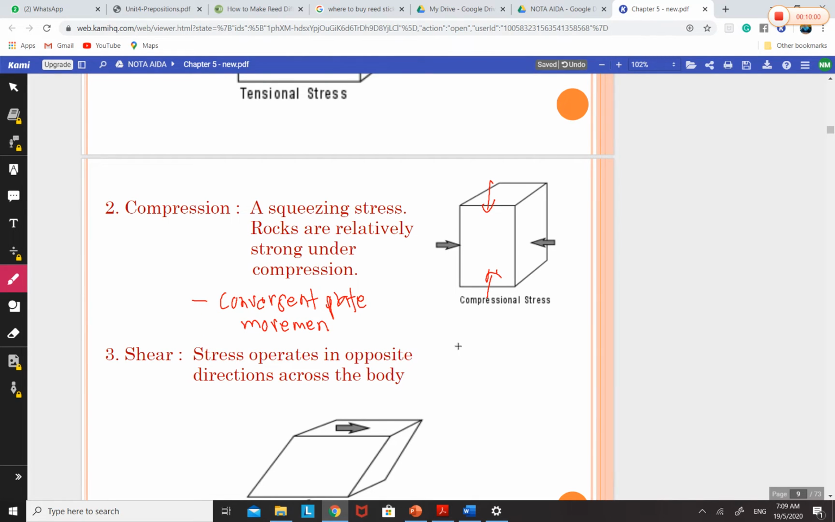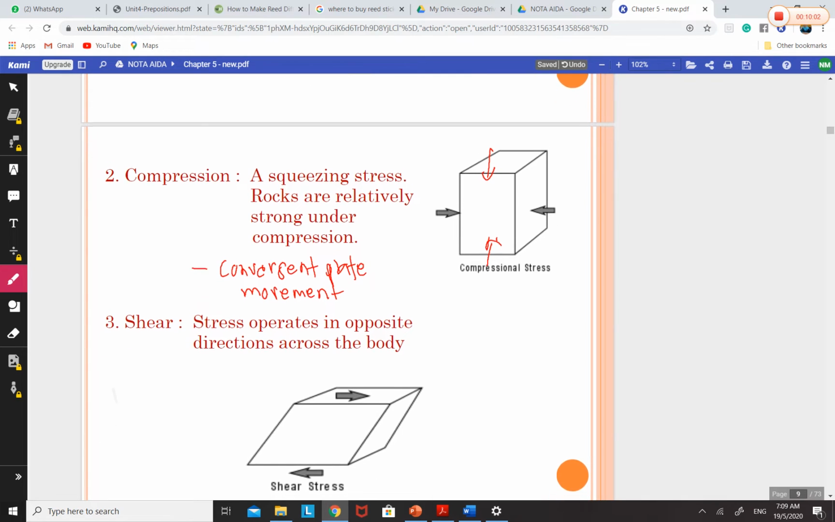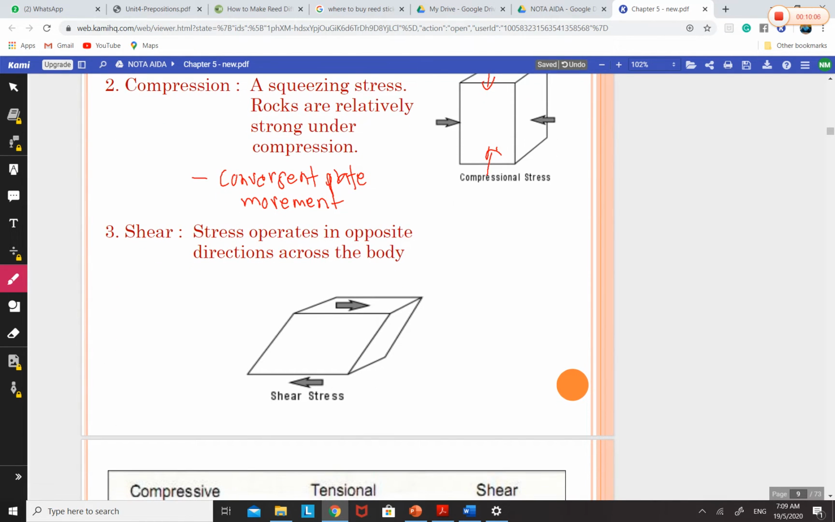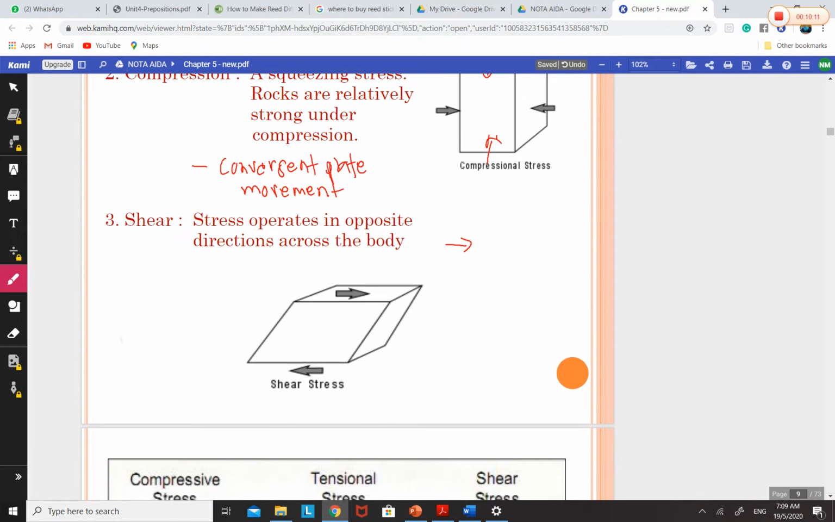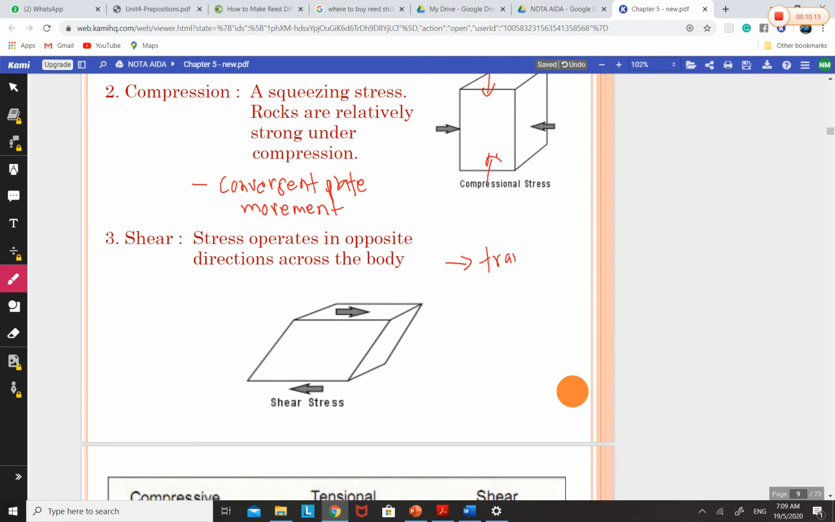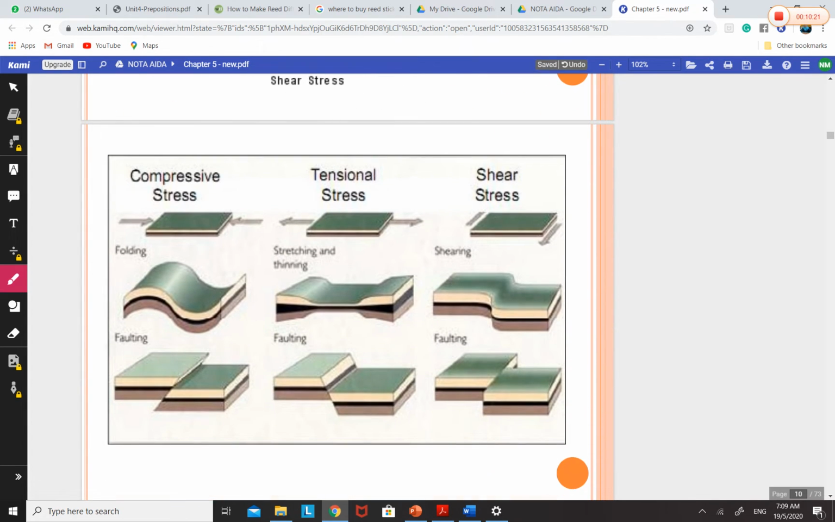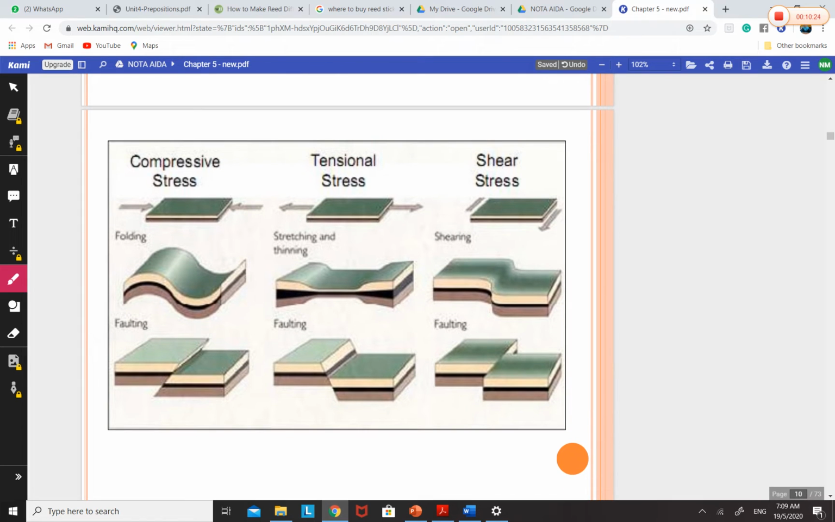Sorry for the writing because I write on the screen. And the shear stress can be related with the transform fault, tu yang dia sliding each other tu, right? So basically this is what we have.